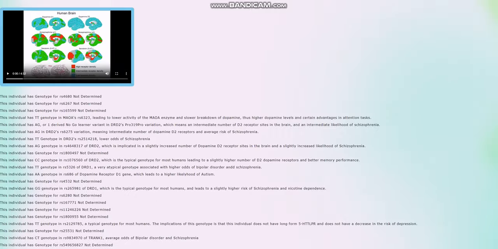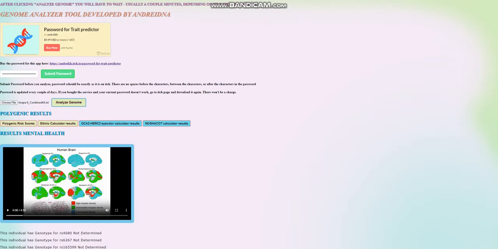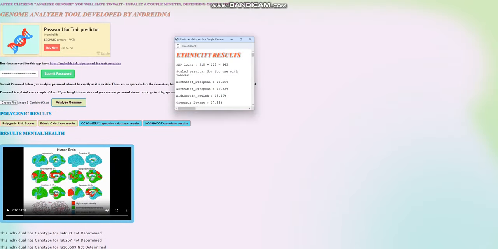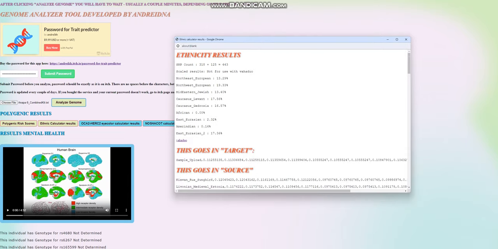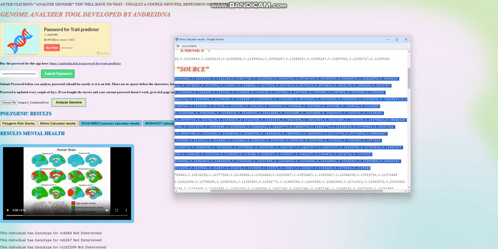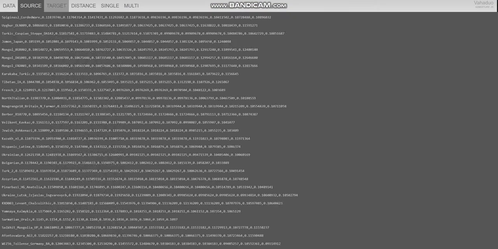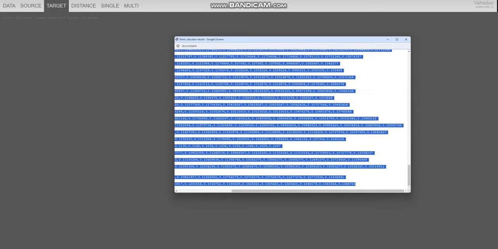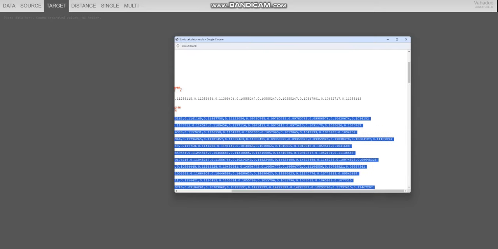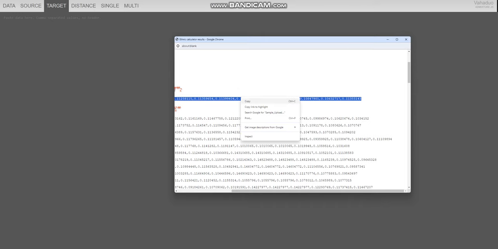Keep that in mind. We are going to look at her results with my ethnic calculator. Not GEDmatch, not G25, my ethnic calculator. You can see how many SNPs were used in this calculation. Let's go ahead and copy this for the source. This goes into the source, right? And this goes into the target.